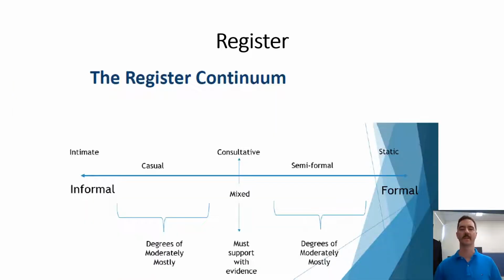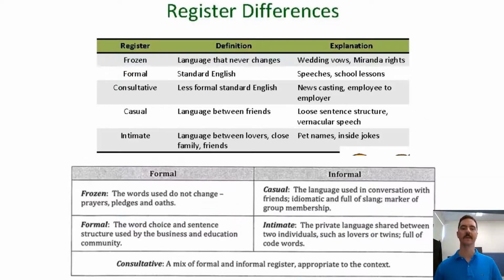So firstly, register is pretty straightforward. We think of it as a continuum from formal to informal. You've got intimate, casual, consultative, semi-formal, static, and also frozen, which is sort of out on its own. That's something like a welcome to country, which is always the same. Something like when you're getting arrested, the police will always say the same declaration, which are called the Miranda rights. So it's you have the right to remain silent. Those sort of things always stay the same. Marriage vows, I do, you in the name of the law, all those sort of things that I obviously don't know off the top of my head.